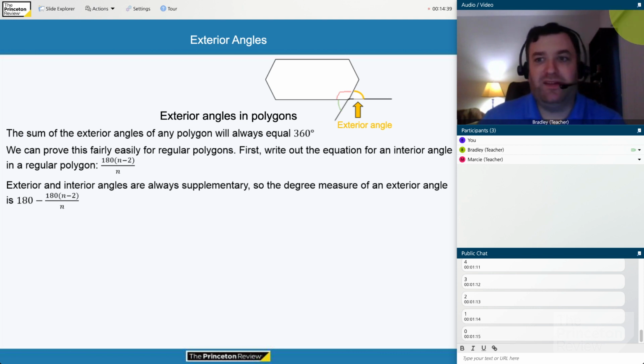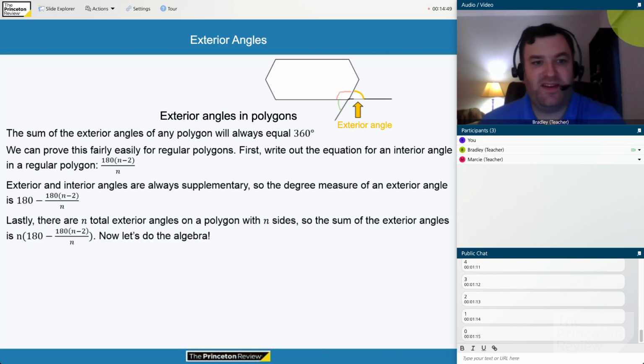So 180 minus 180 times the quantity n minus 2 over n. I know the algebra is starting to look a little bit hairy here, but it'll simplify in a second. Lastly, there are going to be n total exterior angles. We would not count the green and the yellow angles as both being exterior angles. Those would both be considered one. A second one would be this right here. And this right here would be a third, etc.